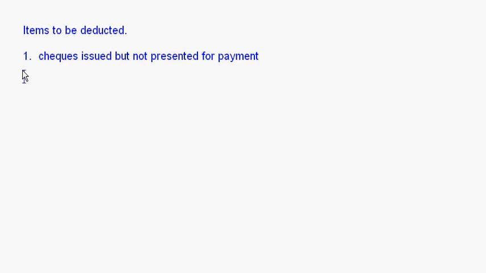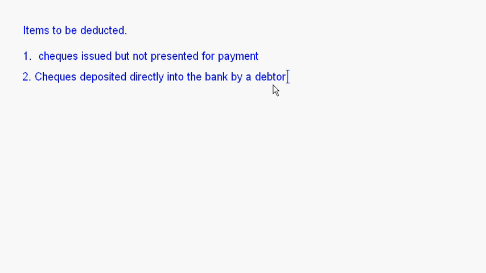So that means when the checks are issued, it reduces the cash book balance because it is recorded in the cash book, but not presented for payment. Till the time it is not presented for payment, the bank balance will be more than the cash book balance, so it should be deducted, right? Second one, checks deposited directly into the bank by a debtor.